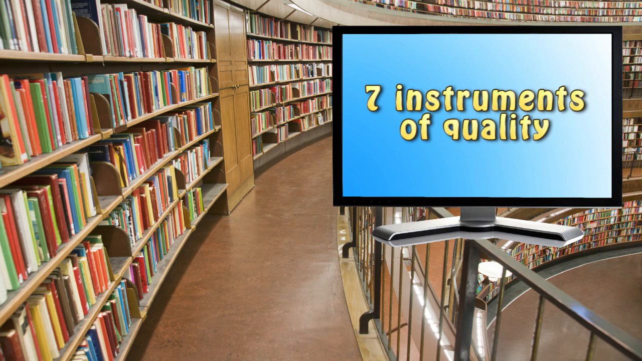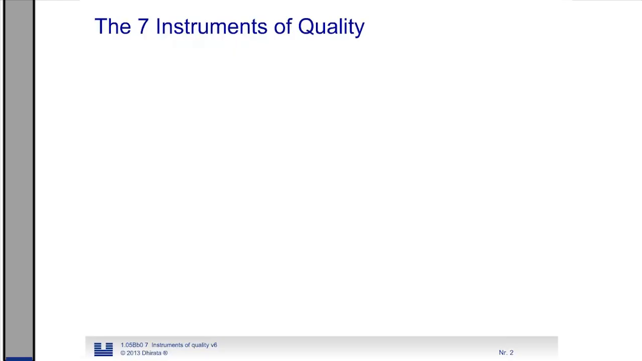In this module, we will talk about the 7 instruments of quality. These instruments are designed for people with little knowledge of statistics, to give them a number of handles with which they are able to determine whether a certain deviation in the quality is either a coincidence or has a specific cause. There are 7 instruments.